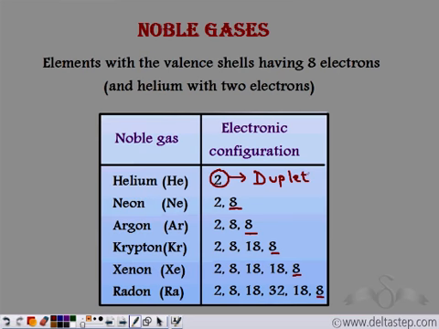So the noble gases, they have 8 electrons in the valence shell. These are also known as inert gases. Because we know, whenever any atom has 8 electrons in the valence shell, that is the most stable arrangement for that atom. So all these noble gases, they have 8 electrons in the valence shell. That is, they have the most stable configuration. So they do not participate in chemical reactions. And that is why they are known as inert gases. So all atoms, they try to achieve this noble gas configuration to become stable.